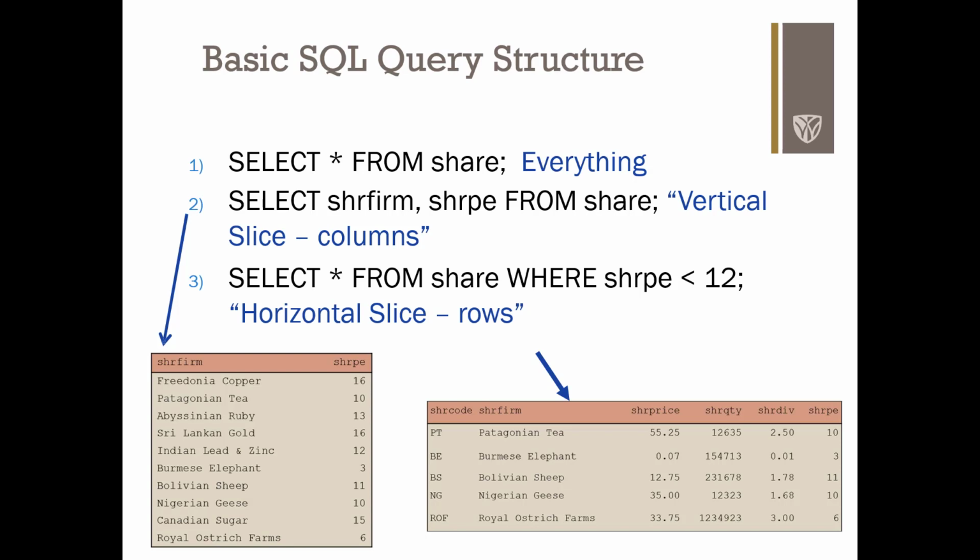In the third example, select star from share, where share PE is less than 12. What we're doing there is saying we want all of the attributes, so we're using the asterisk, but we only want certain rows and records, and those are the ones where the share PE is less than 12. And you can see in our result, all the share PEs listed are less than 12.